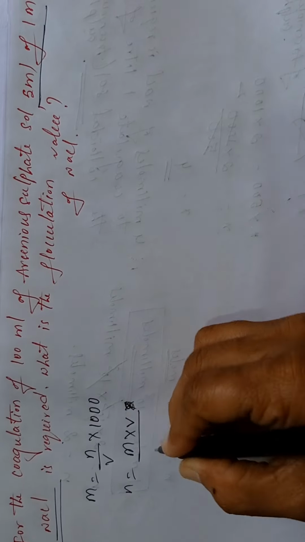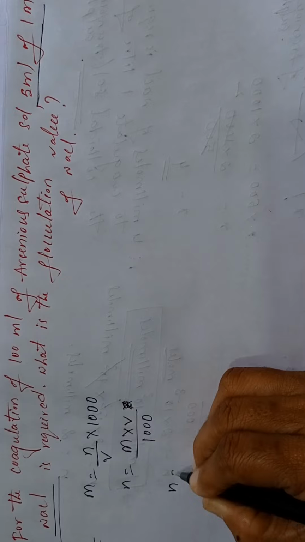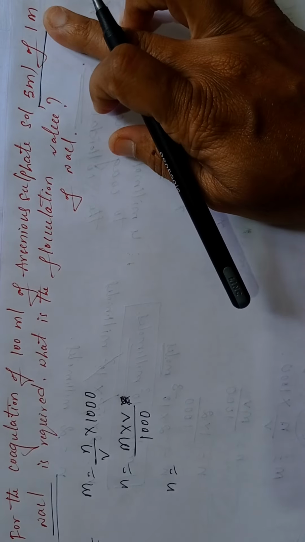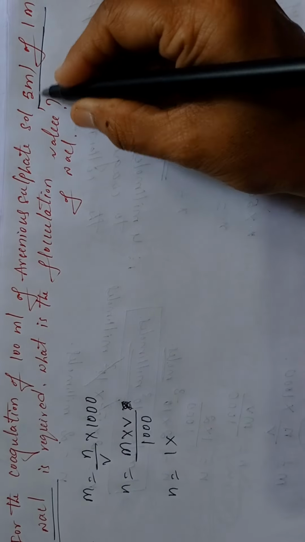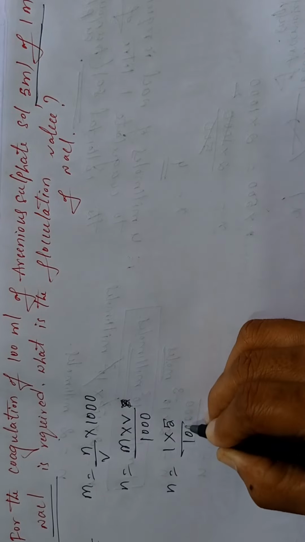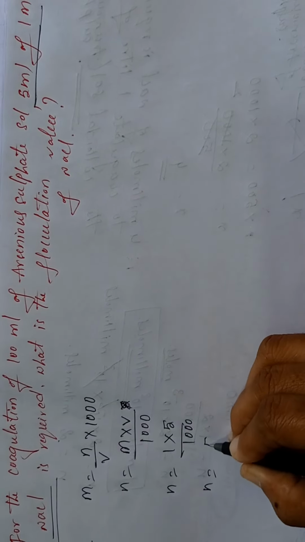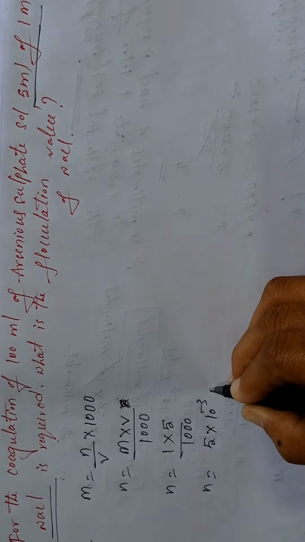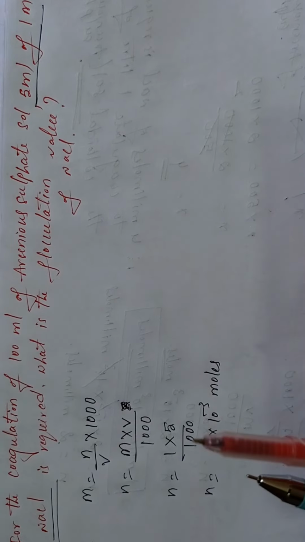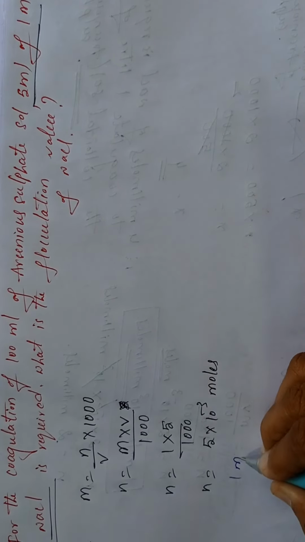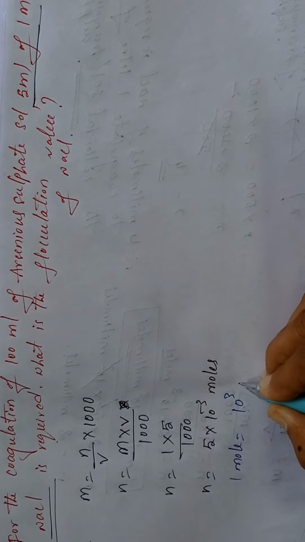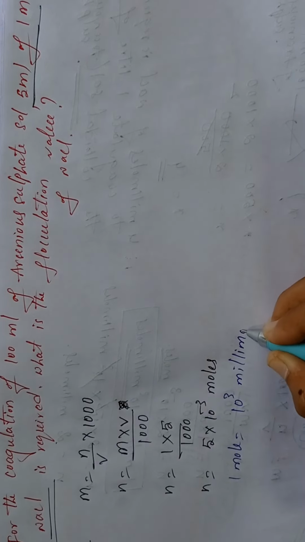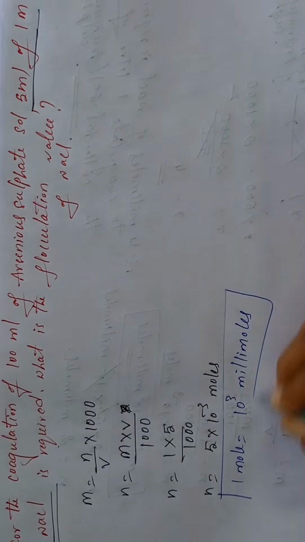Okay, molarity into volume by 1000. So N is equal to molarity, how much given, students? 1 given, into volume, how much given? 5 given, by 1000. This value we can write as 5 into 10 power minus 3 moles, correct? But we know that 1 mole is equal to how many millimoles, students? 10 power 3 millimoles.